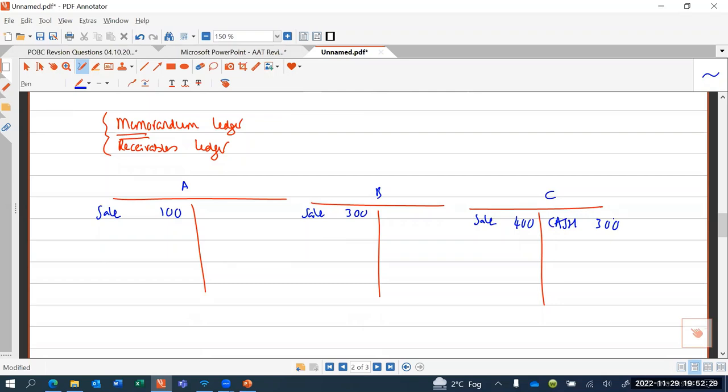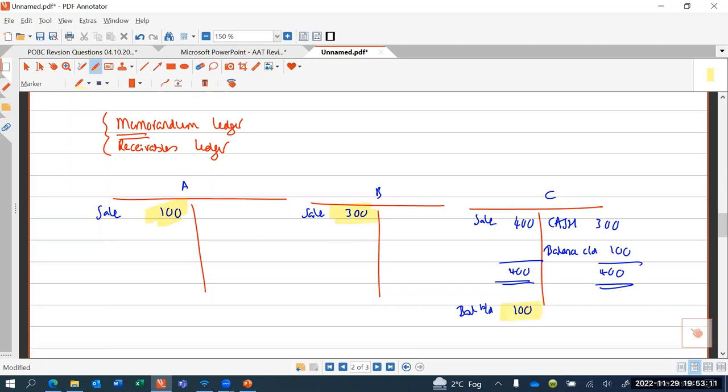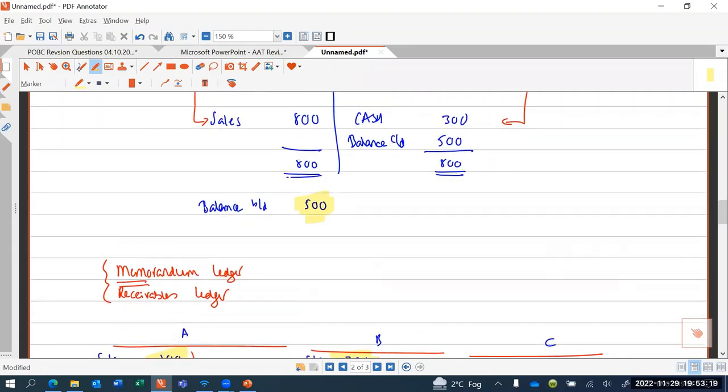So at the end of the period, I can now see exactly how much everybody owes me. C is the only one that actually had more than one transaction. And C owes me £100. B owes 300 and A owes 100. So that's the purpose of this memorandum ledger, is to keep a running total of every individual person. And what I hope at the end of the period is that I can add together my individual people. A, you owe me 100. B, you owe me 300. C, you owe me 100. So in total between you, you owe me £500. Yes, correct. In total, everybody owes 500.